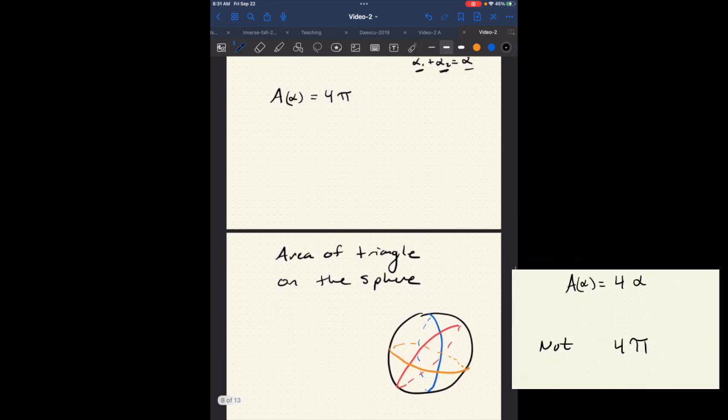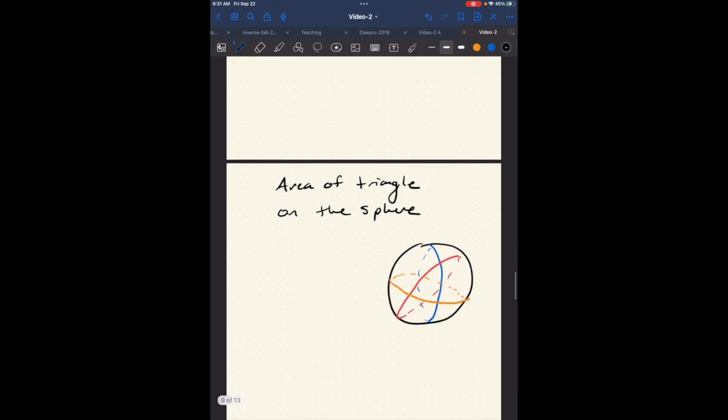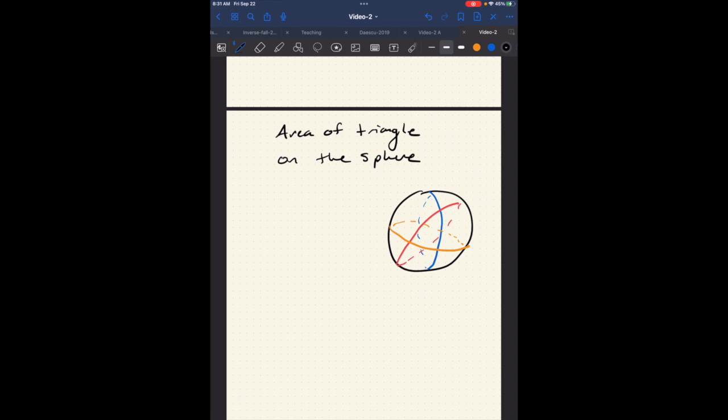Okay, so now we can use this to calculate a formula for the area of a triangle on the sphere in terms of these interior angles, alpha 1, alpha 2, alpha 3. And what do we notice here? Well, we're going to get 3 lunes, and we cover the sphere entirely, but we cover it a bit too much. So we're going to cover each one of this triangle 3 times, and we're going to cover the antipodal triangle also 3 times.